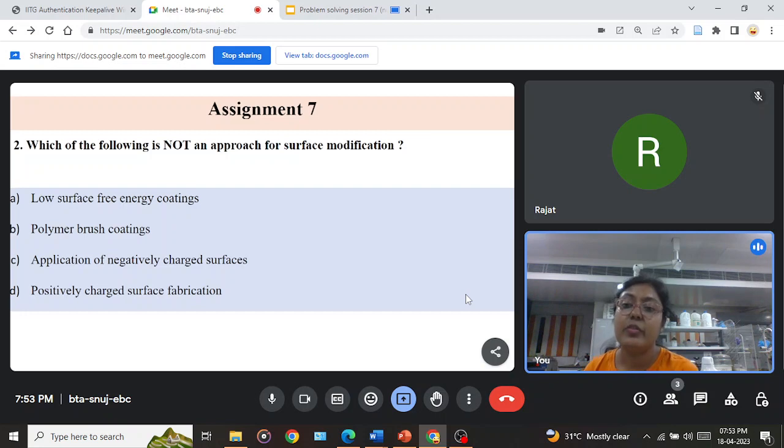So you have been given four options, among which one of the options is not an approach for surface modification. So three of the options again are correct. However, one of these we do not use for surface modification. So I will give you some time to relate to the question, and if you can, try to guess what could be the correct answer to this question.